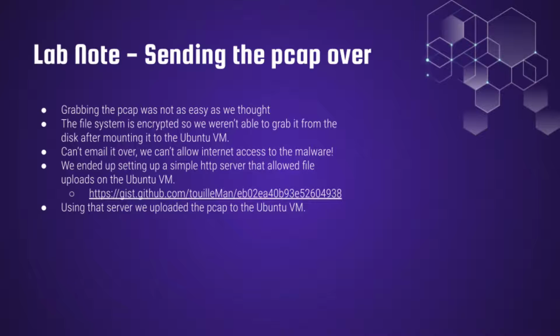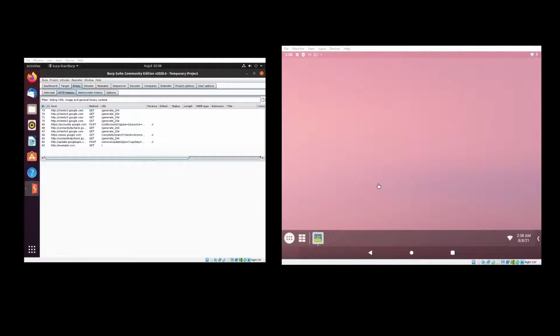We can't just email it over because we have malware on the VM and we do not want to give it access to the internet. What we ended up doing was using a gist snippet to set up a simple server on the Ubuntu VM which allowed file uploads. Using that, we sent the file over from the Android VM to the Ubuntu VM. Now for a live demo of our dynamic analysis.